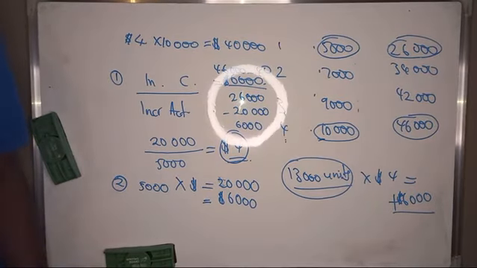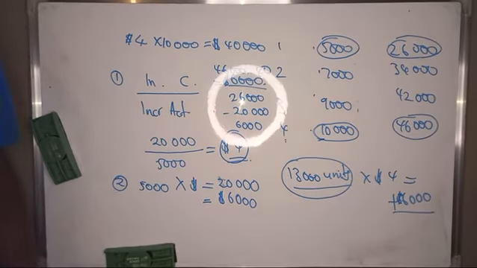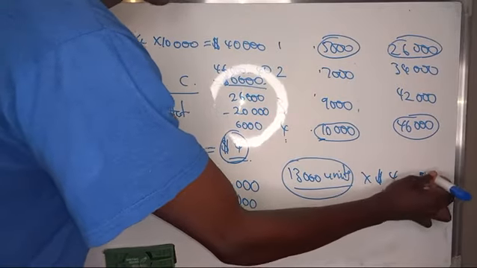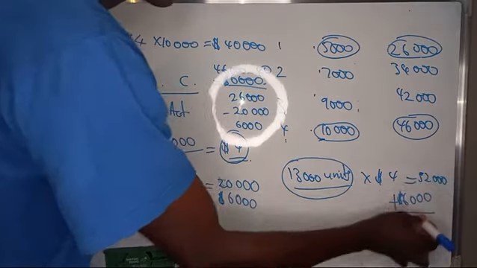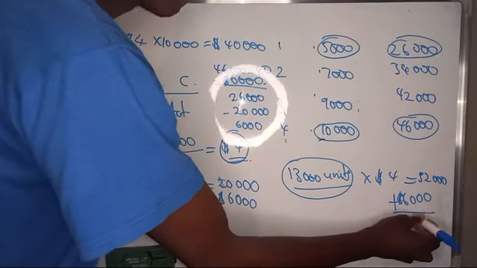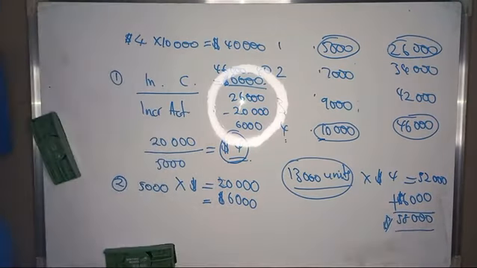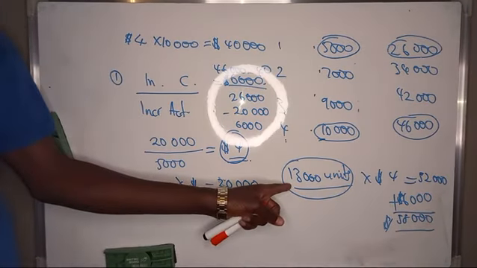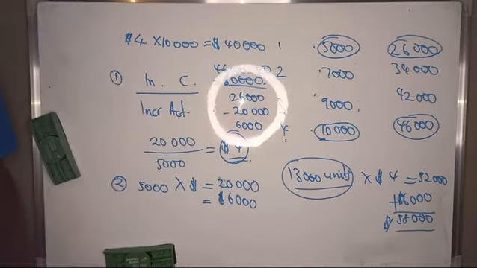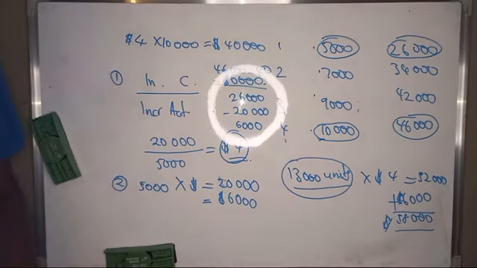So it's going to be 4 multiplied by 13,000, okay? 13,000. So the answer there is 52,000. So 52 plus 6, that is like 58,000, isn't it? Which means the cost of producing 13,000 is going to be 58,000. Okay. So this is basically the end of the calculation.